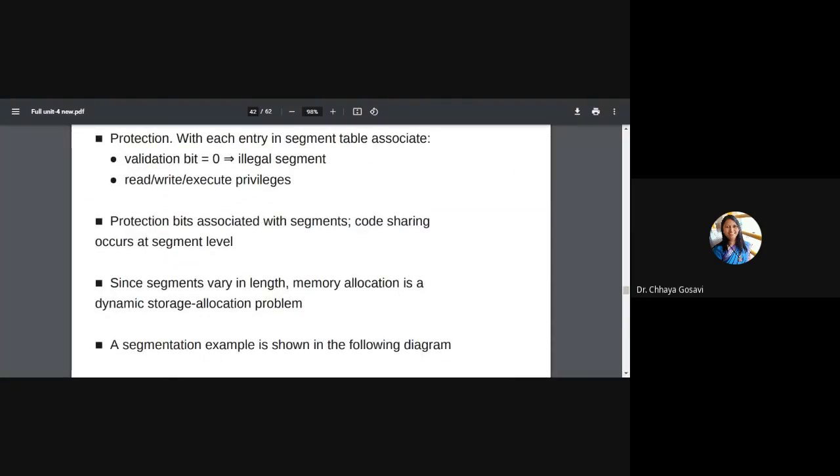Protection is with the help of the validation bit. If the validation bit is 0, it means it is an illegal segment. The segment is not loaded in main memory. And for every segment we can give read, write, and execute privileges.